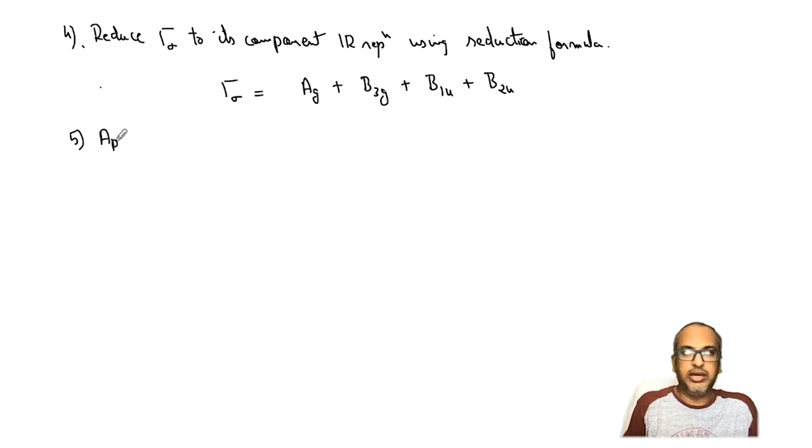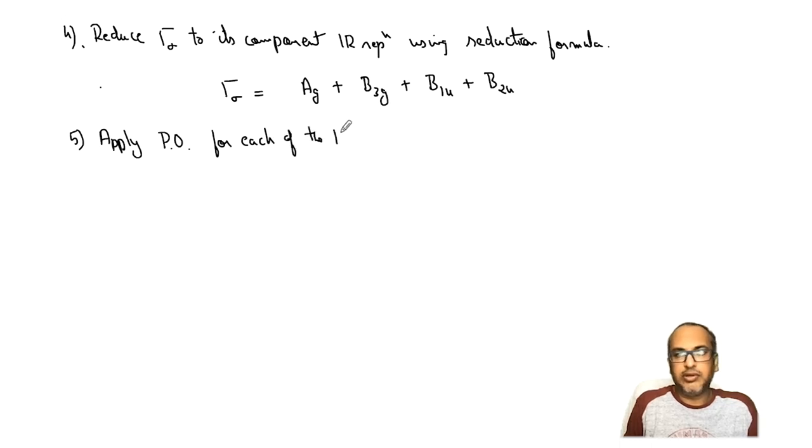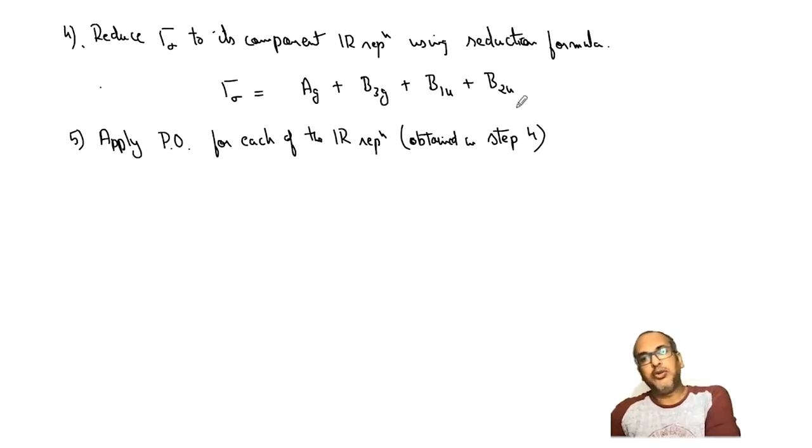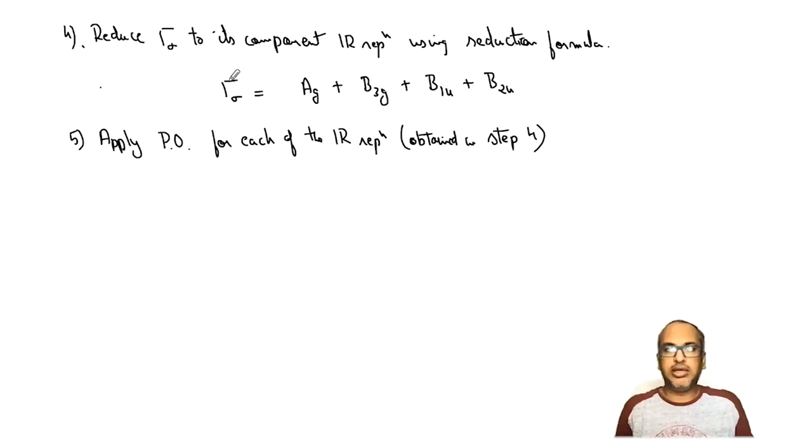So the aim is to find out the linear combination which will have these 4 symmetries, right? So apply the projection operator for each of the IR representations obtained in step 4. So you don't have to consider all the IR representations of the D2h point group. You have to consider only those which come as a result of reducing this reducible representation, which was in turn formed using the 4 sigmas as the basis. Okay. So only those representations you have to consider. Other representations, even if you consider them, will turn out to be 0. So there would not be any contribution coming from other representations. We can test it out if you want to.